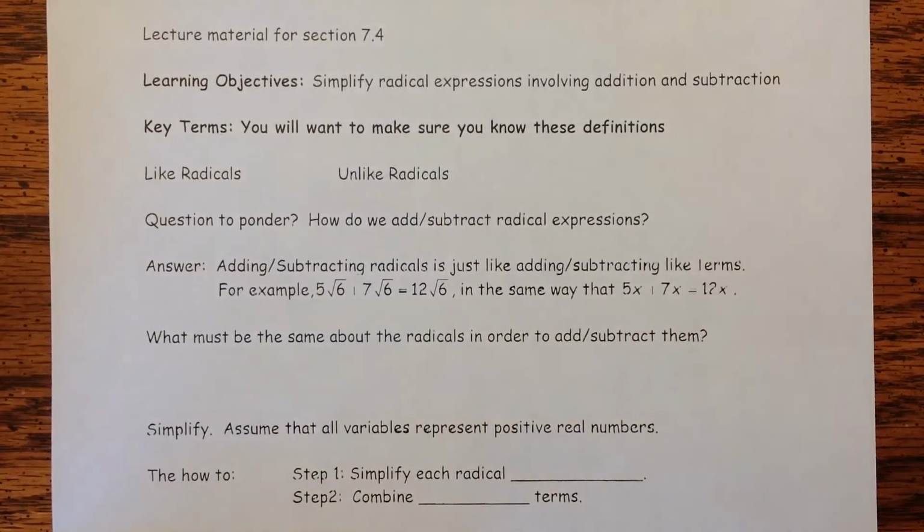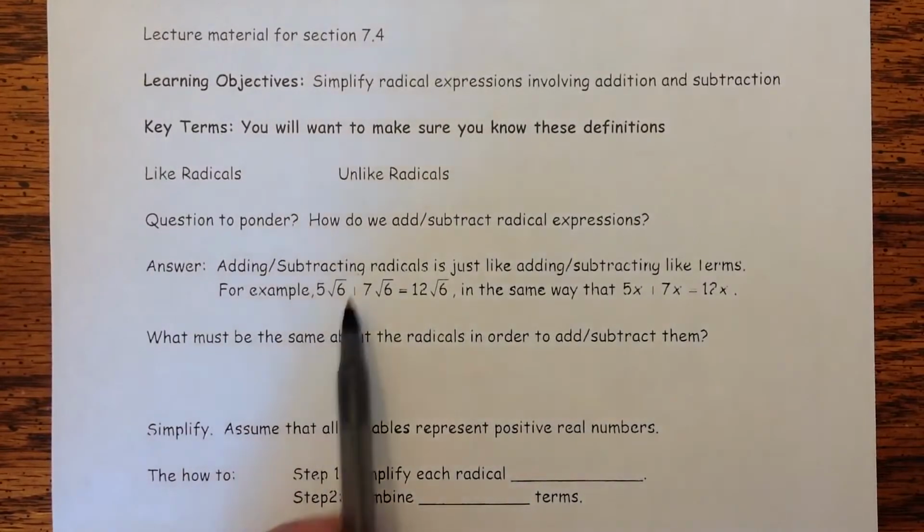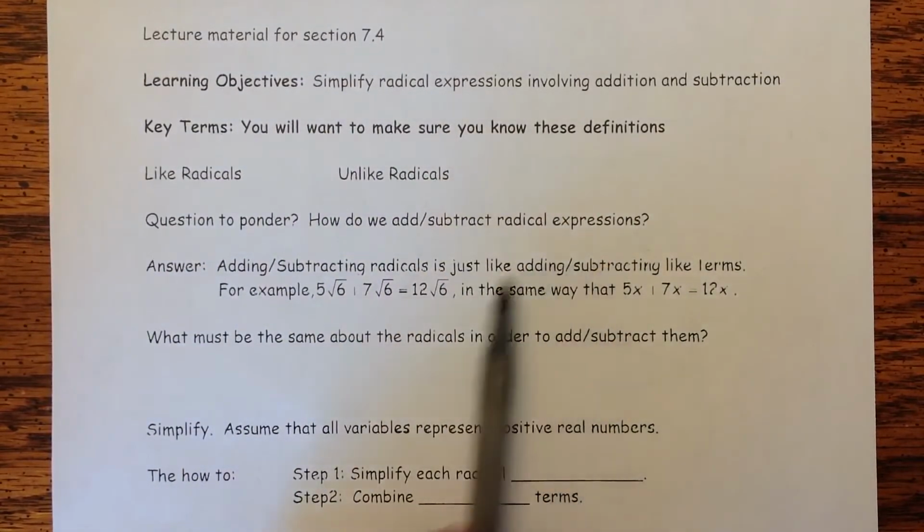All right, we're going to look at 7.4, where we are asked to simplify radical expressions involving addition and subtraction. So how do we take two radicals and add or subtract them? That's the question. The answer here is it's just like adding or subtracting like terms.